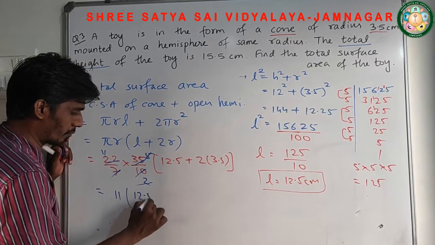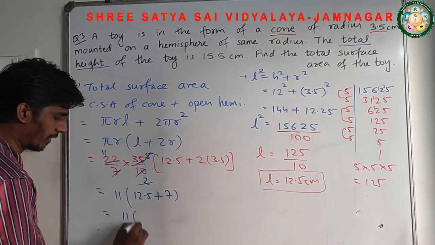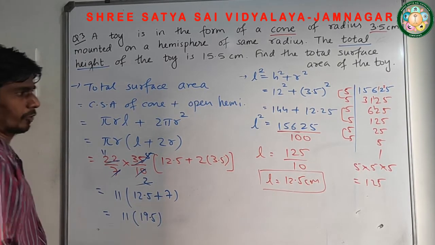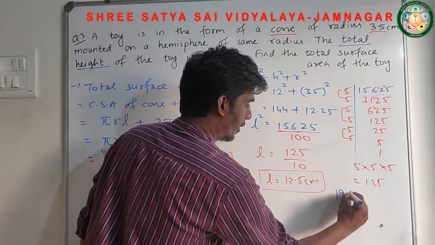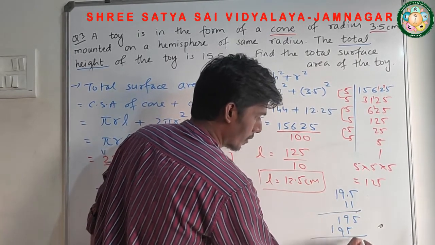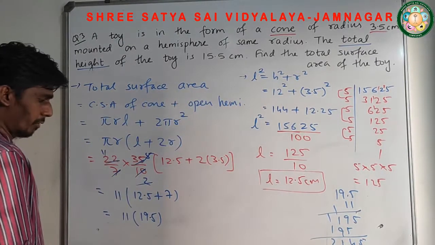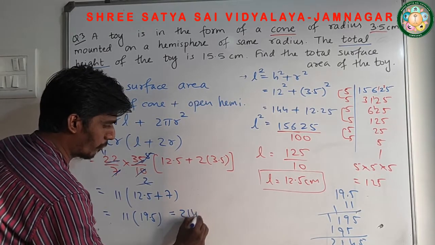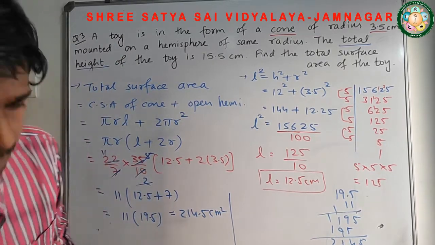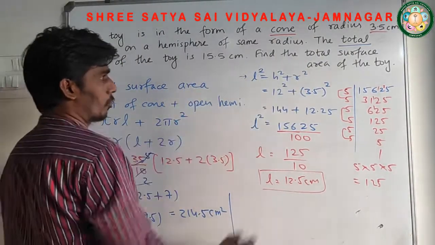Now 12.5 plus 3.5 into 2 is what? 7. So again 11 into 12.5 plus 7, 19.5. Multiply 19.5 into 11. It's 195, 195, so it's 5, 14, 1, 2. So answer will be what? 214.5 centimeter square. Then again you have to write down here the statement. The total surface area of toy.